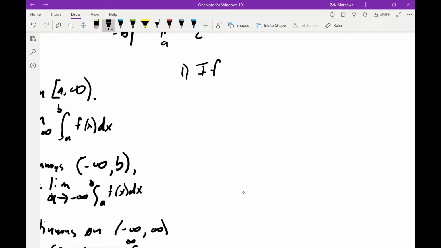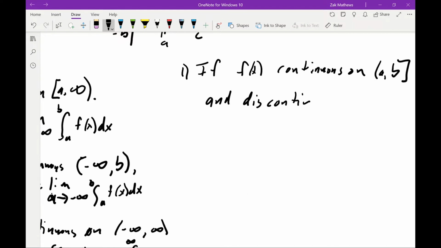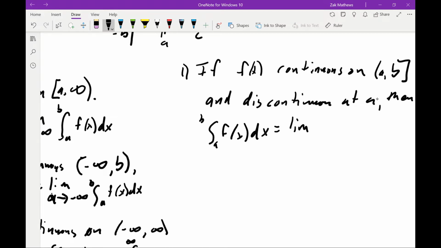First, if f of x is continuous on an interval from a to b, and discontinuous at a, so notice in the first set of parentheses and brackets I did not include the a, then we can express the integral from a to b of f of x dx by taking the limit as c goes to a from the right of the integral from c to b of f of x dx. Why are we doing this?